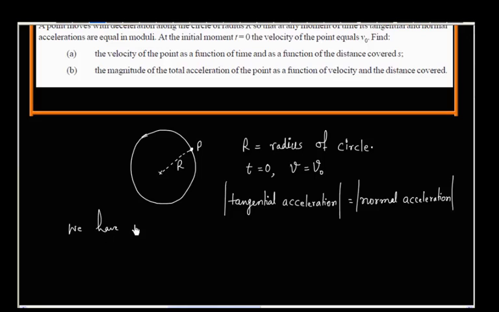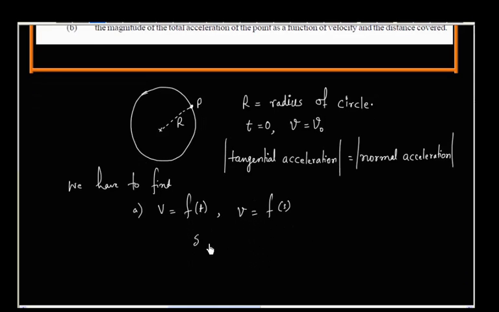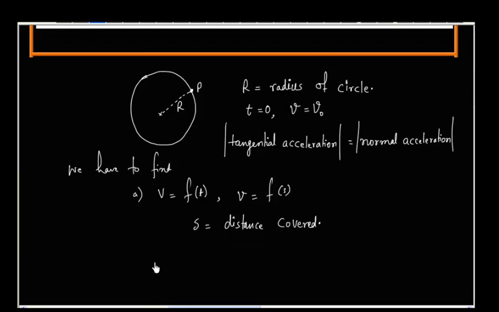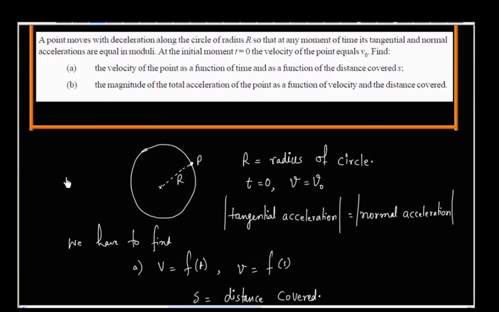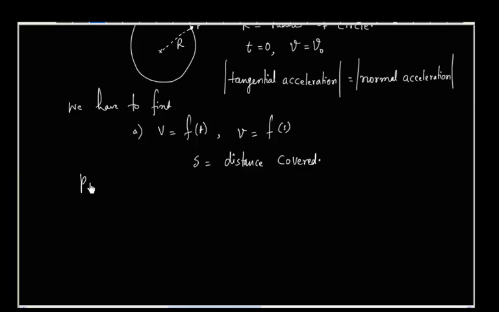We have to find velocity as a function of time and velocity as a function of distance covered. So s is the distance covered. So point P moves with a deceleration.